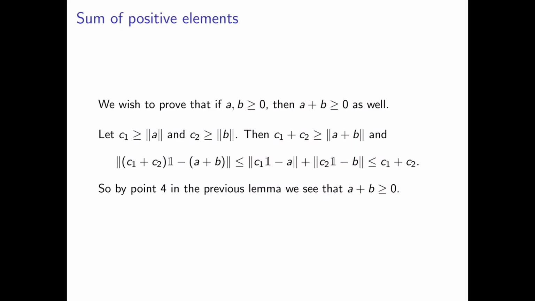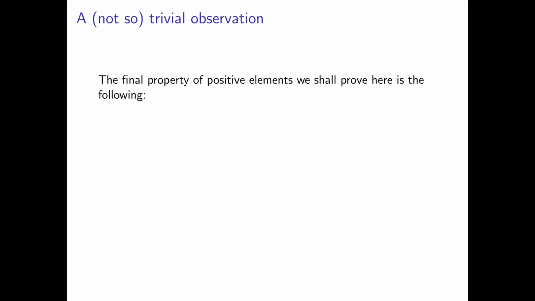Now, we have proven a few statements which are pretty simple to prove just using the functional calculus directly on positive elements. But now the final property that I want to prove for positive elements is a bit more tricky. If A is an arbitrary element in a C-star algebra, then A star times A is positive. So this is quite a big statement.